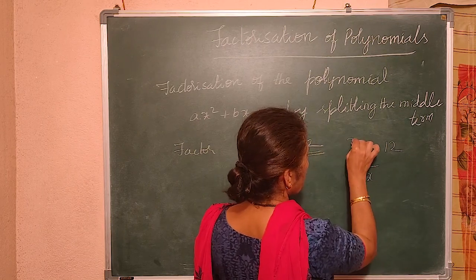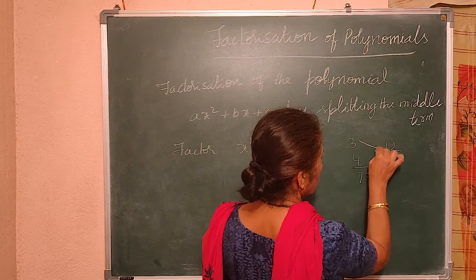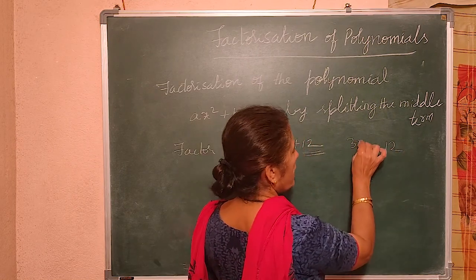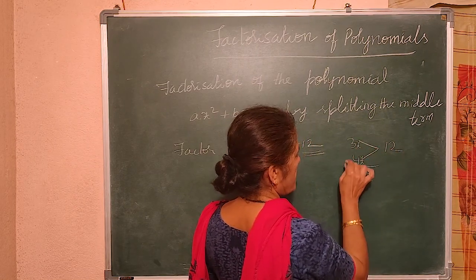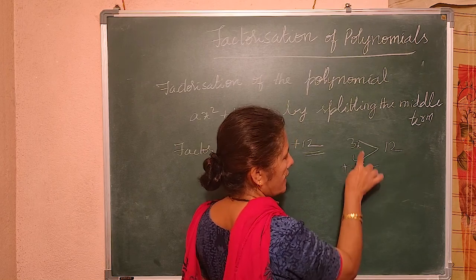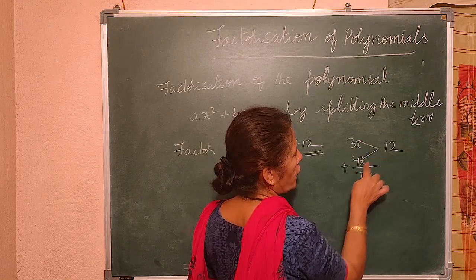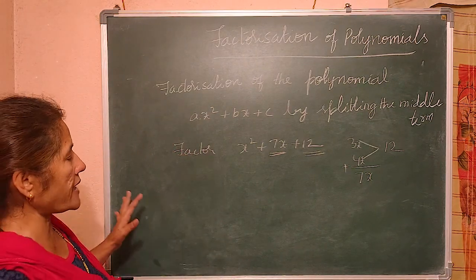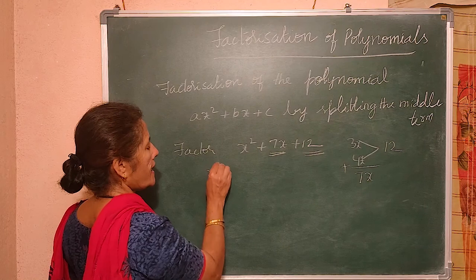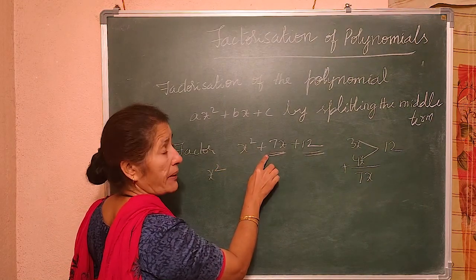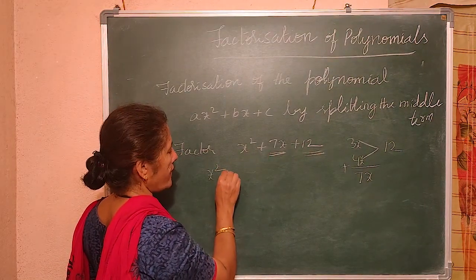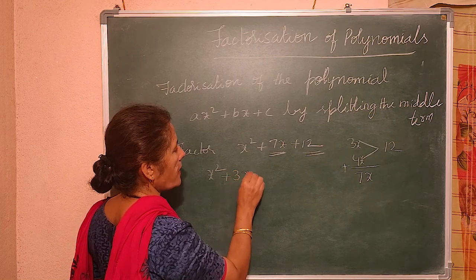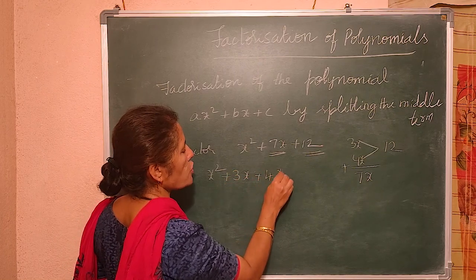How do you do? 3 fours are 12. 3x plus 4x is 7x. 3x plus 3 into 4 is 12. So it should be like that. So what do I do next? x square. I am splitting only the middle term. I write down 7x as 3x plus 4x plus 12.